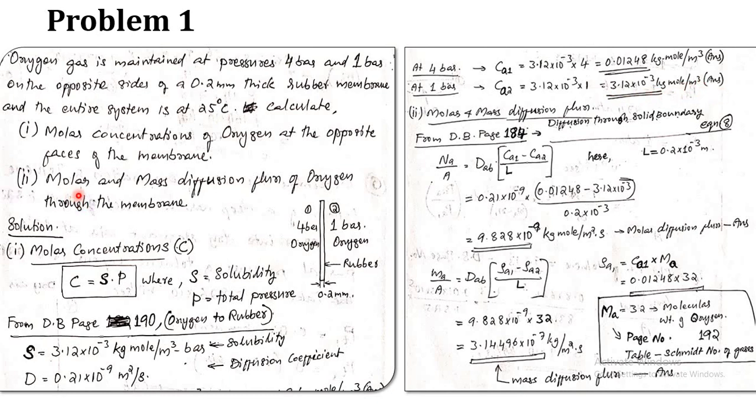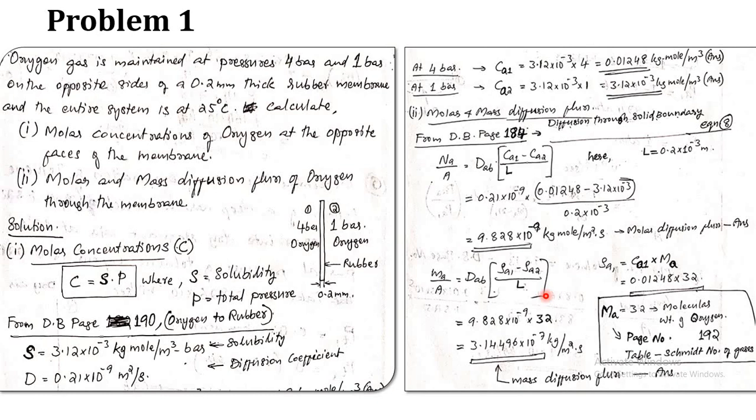Now we need to find the molar and mass diffusion flux of oxygen. To find the diffusion flux, you need to check your data book, page number 184. There they have given Fick's law equations. Equation number 8 is for a solid boundary. It is diffusion through a solid boundary, similar to conduction. Equation number 8, page number 184: mA by A is equal to DAB (rho A1 minus rho A2) divided by L. This is the equation to find the mass diffusion flux.